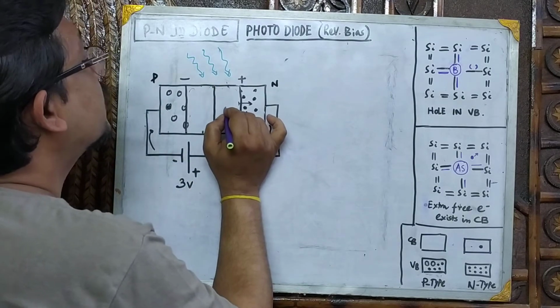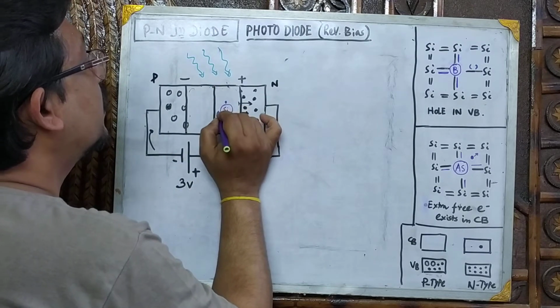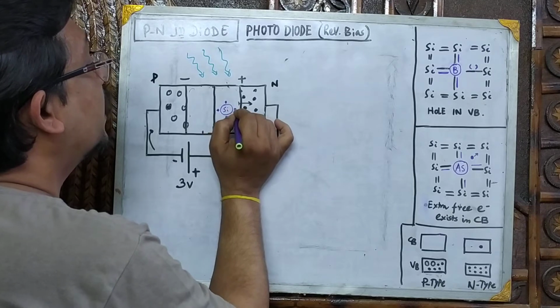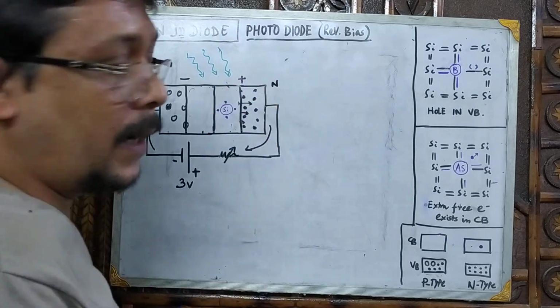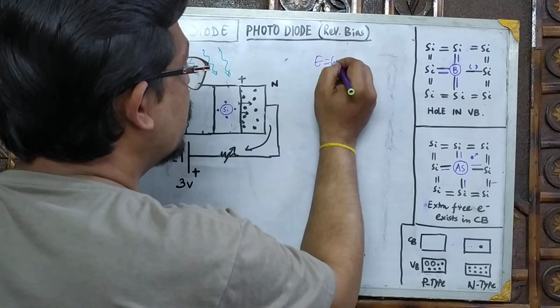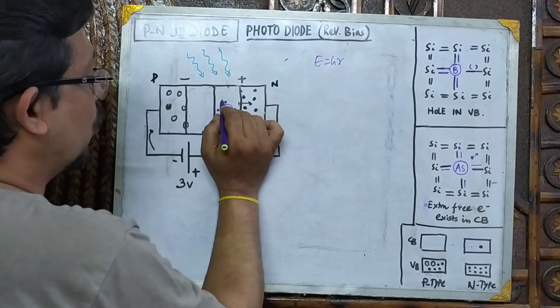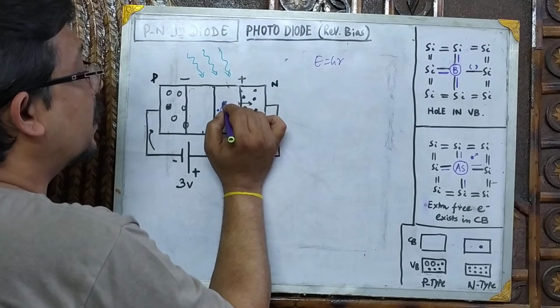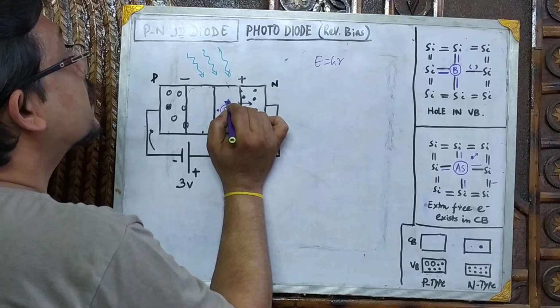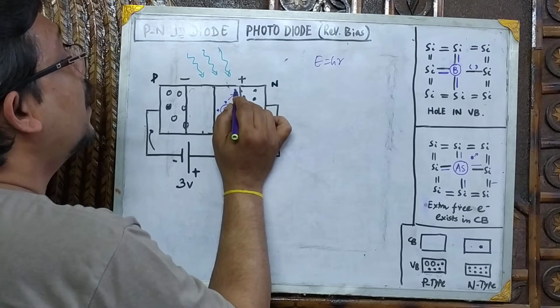But here are silicon atoms like this. When these photons come, the photon has energy E equal to h nu. So when this h nu energy photon enters here, what will it do? It will extract the electron from the silicon atom.